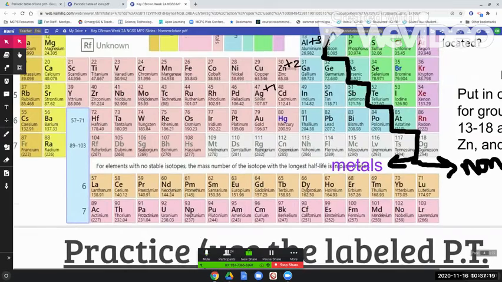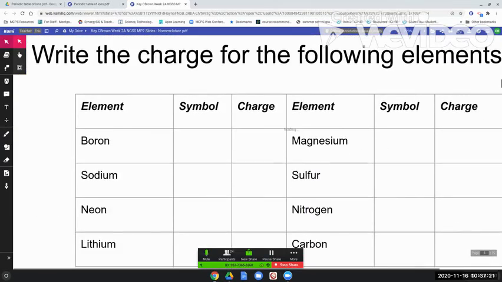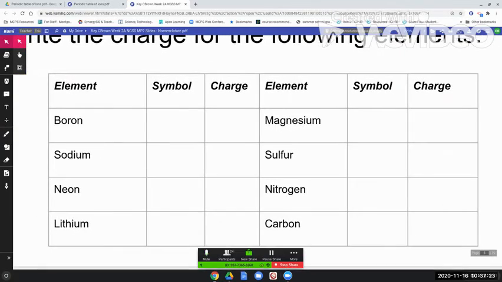Okay, so using your labeled periodic table, if you can start typing in the chat the symbol and the charge for the different elements, I'll give you a few minutes to find those elements while I fix attendance.